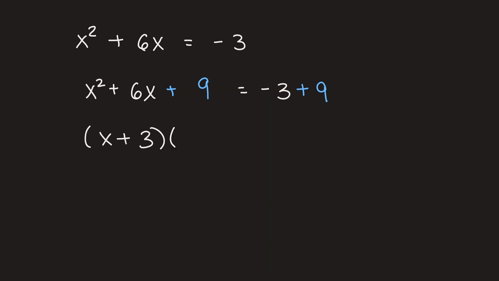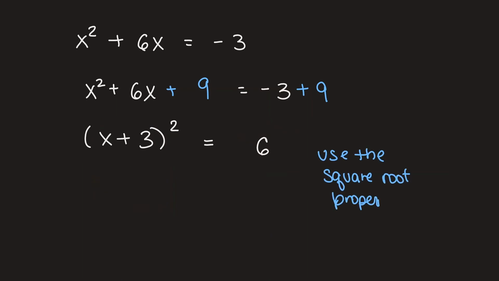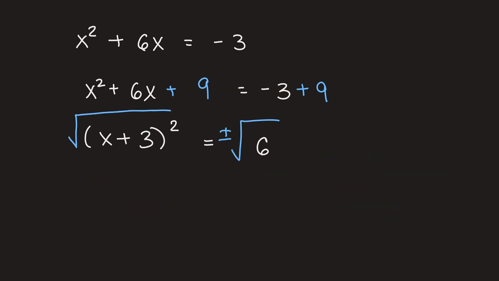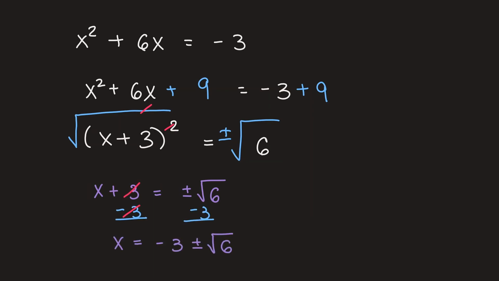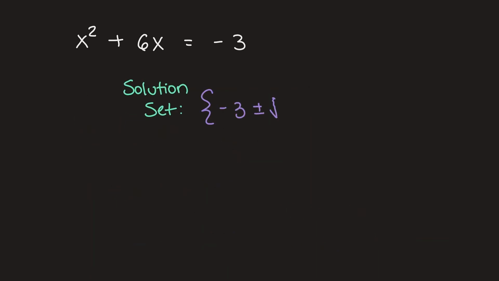Now the left side factors to x plus 3 quantity squared, and the right side equals 6. And now that we have a squared quantity on one side and a constant on the other, we can use the square root property and take the square root of both sides. So this removes the square on the left side, and we have plus or minus the square root of 6 on the right side. And now to solve for x, we subtract 3 from both sides. So we have x equals -3 plus square root 6, or x equals -3 minus square root 6 as our solutions, which is the same as saying that our solutions are -3 plus or minus square root 6.